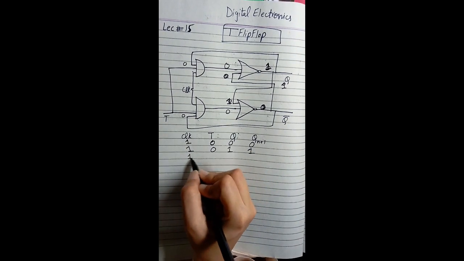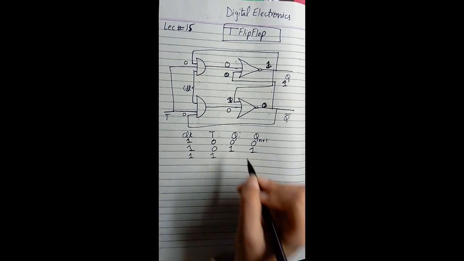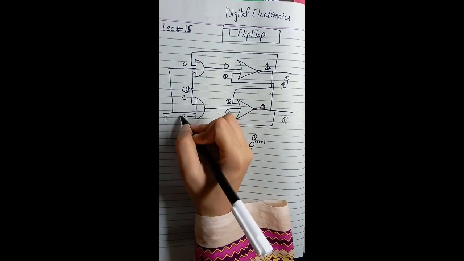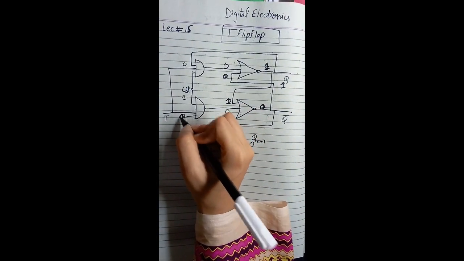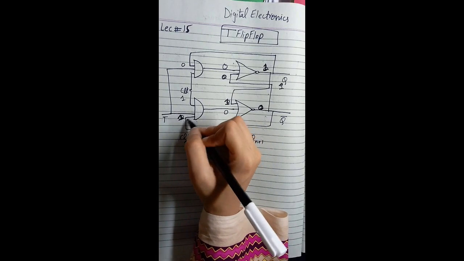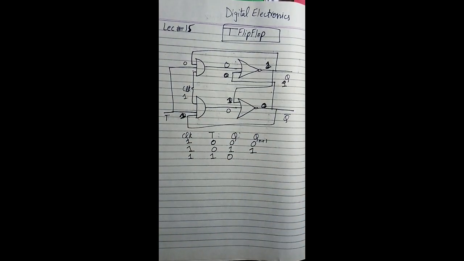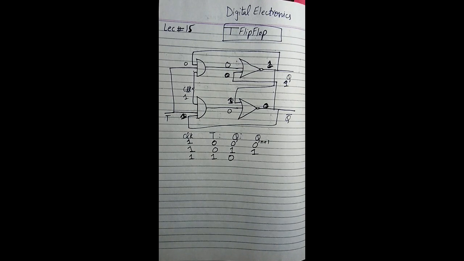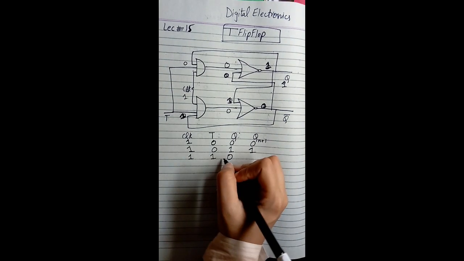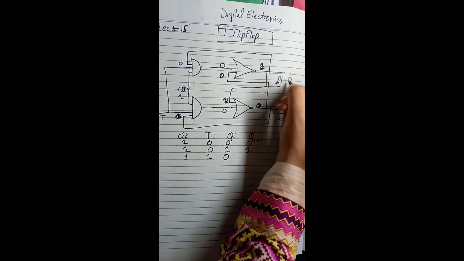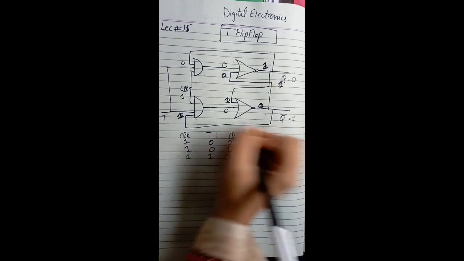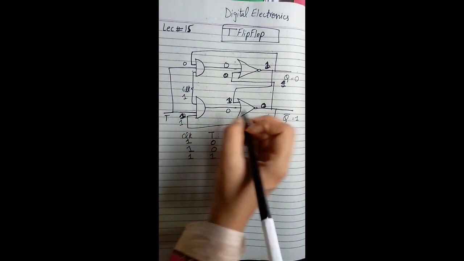Now we are taking the clock 1, T 1 and Q equal to 0. When clock is 1 and T is also equal to 1, it means we should know the third input. If it is 0, our answer will be 0, and if it's 1, our answer will be 1. So as we are taking the Q equal to 0, it means our Q bar is equal to 1. So our all inputs are 1.